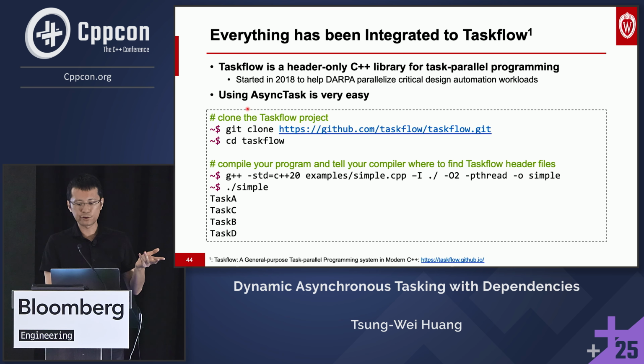You simply need to download the TaskFlow project and compile your program by telling your compiler where to find the TaskFlow header file. That's it. No wrangling with installation.